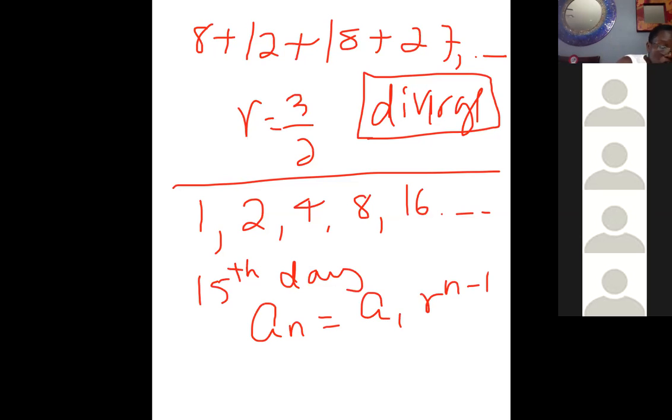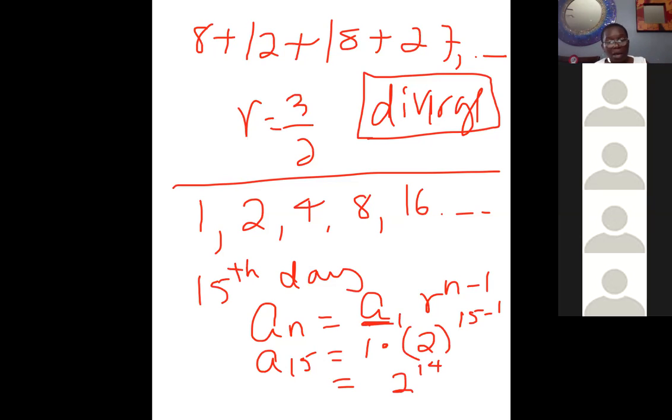All right, so we're going to go into the formula a_n equals a_1 times r to the n minus 1. So a sub 15, or the 15th term, will equal the value of the first day, which is 1, times r. What is the common ratio for this one? 2. And we're going to raise it to the 15 minus 1 power. So essentially, we're just doing 2 to the 14th power, and you throw that in your calculator and let the calculator do it for you. So somebody throw that on the calculator, please. Okay, so the total would be 16,384. Now, wait, there's more, guys.